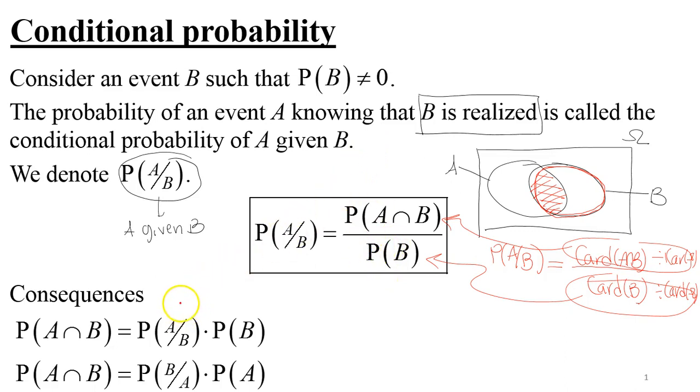Now, as a consequence, the probability of the intersection of the two events is in fact the product of the conditional probability of A given B multiplied by the probability of the condition, the event that is realized.